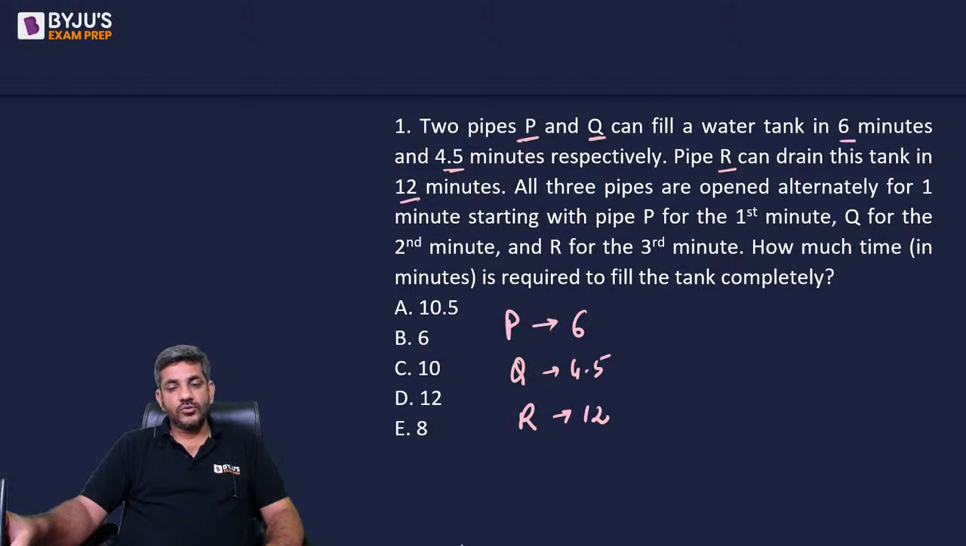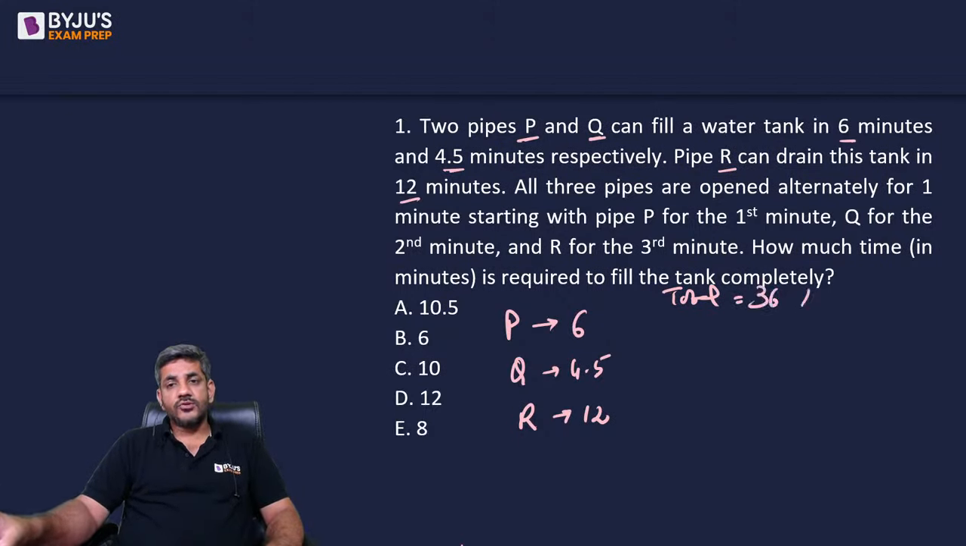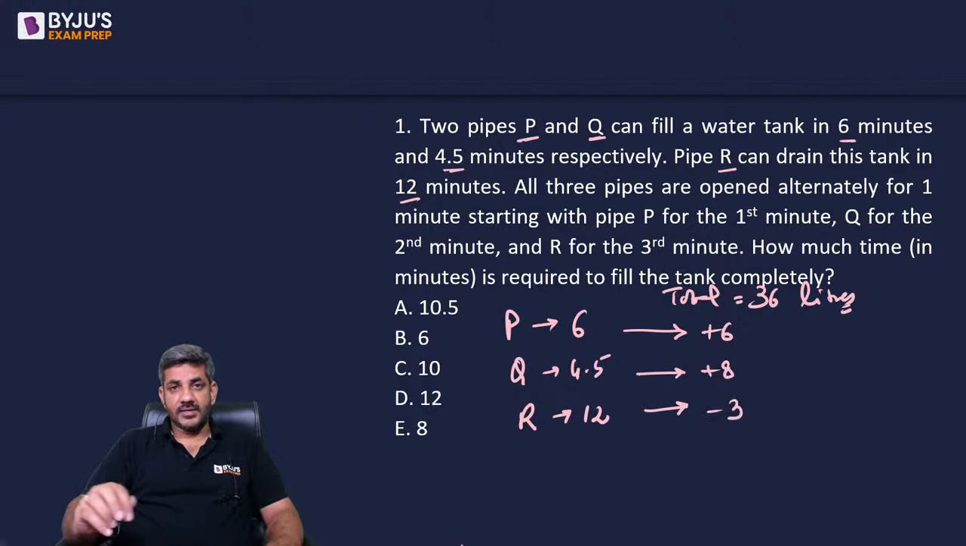So I will assume the total capacity of the tank as the LCM of 6, 4.5 and 12. The LCM of 6 and 4.5 will be 18, and the LCM of 18 and 12 is 36. So let us assume the capacity of the tank is 36 liters. Then P can fill 6 liters every minute, Q can fill 8 liters every minute, and R can take out 3 liters every minute. Please keep in mind that R is taking out 3 liters every minute.